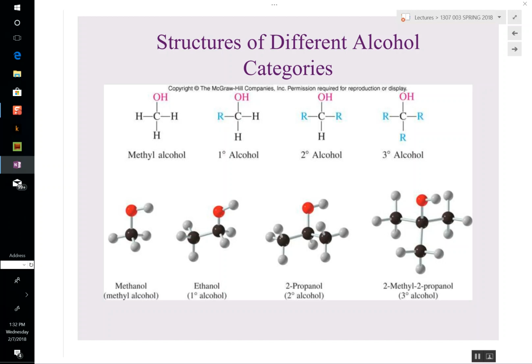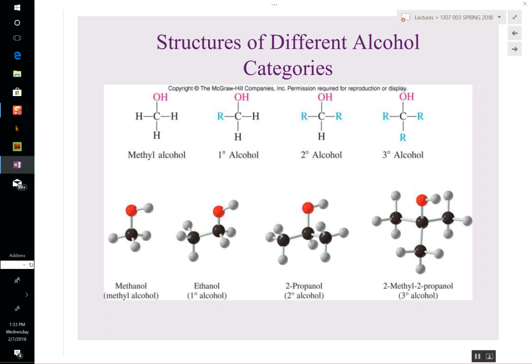One. Which one? Well, how many carbons are attached to this carbon? One. This is the carbon we're interested in because it has the OH, but then how many carbons are attached to it? One. Two. This carbon, here's the OH, here's the carbon attached. One, two carbons, this is a secondary alcohol.